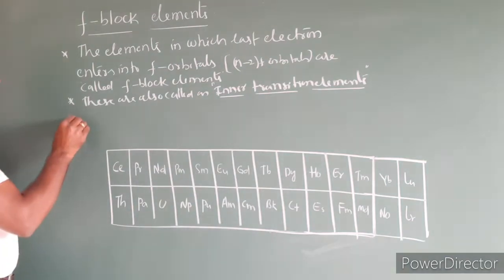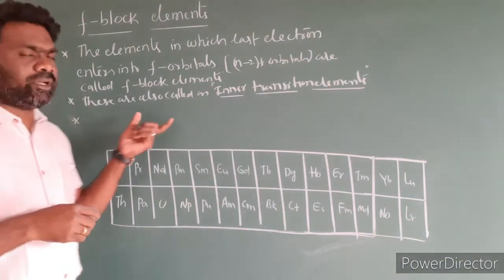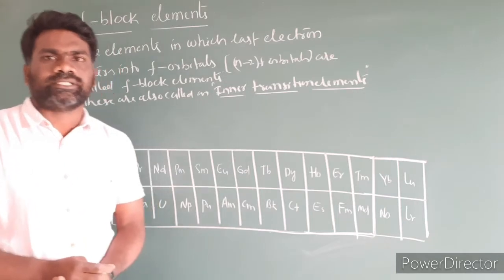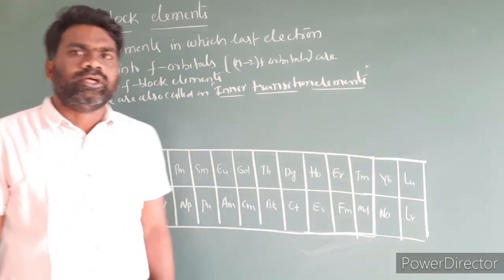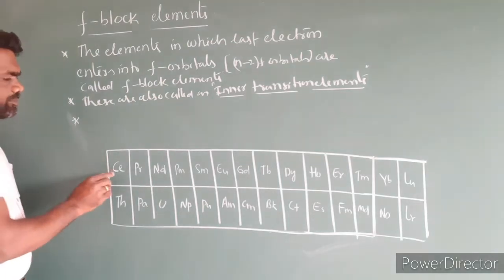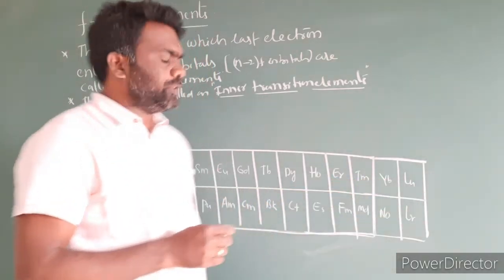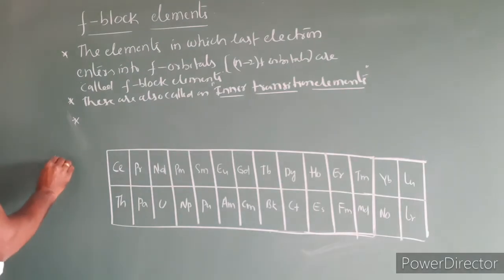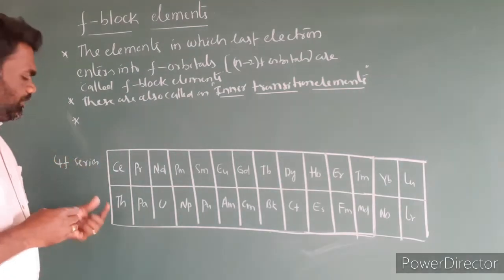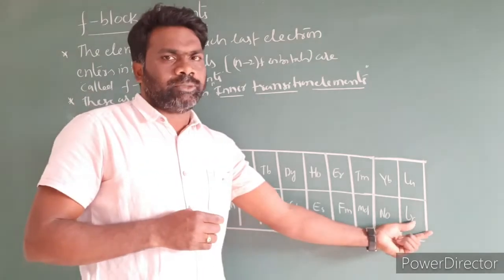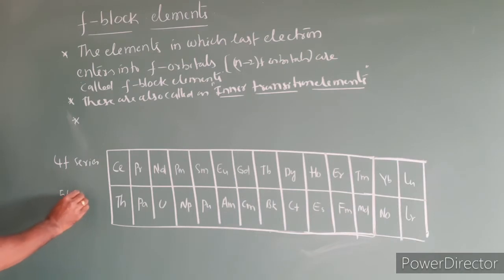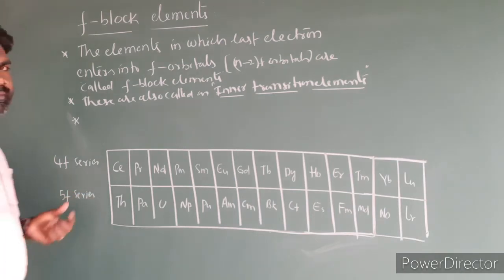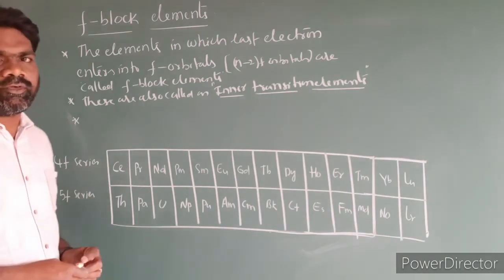The next point is that the F block consists of two series of elements. They are the 4F series and the 5F series. From cerium to lutetium, this series is called the 4F series, and from thorium to lawrencium, this is the 5F series.